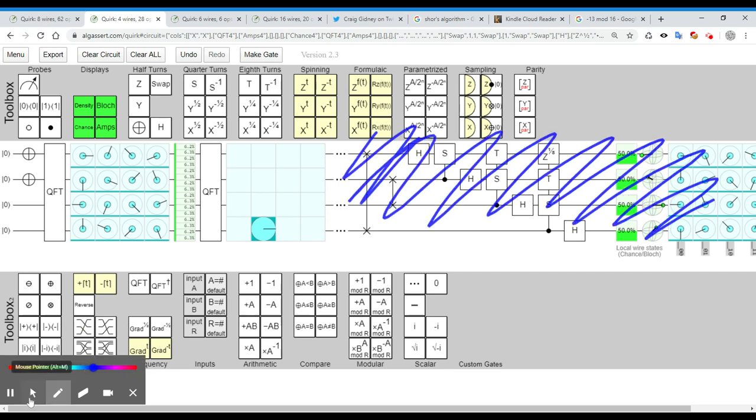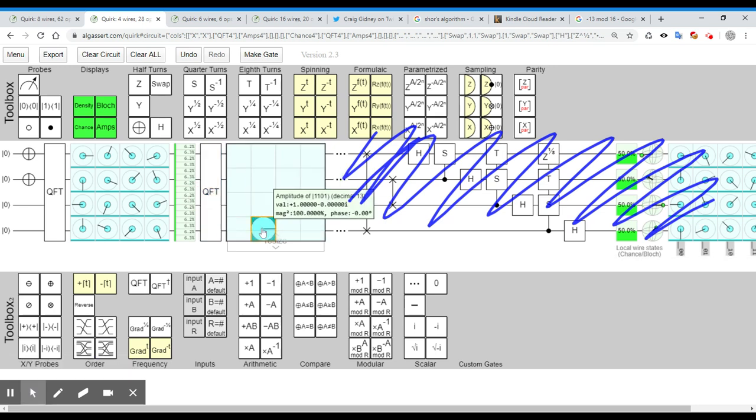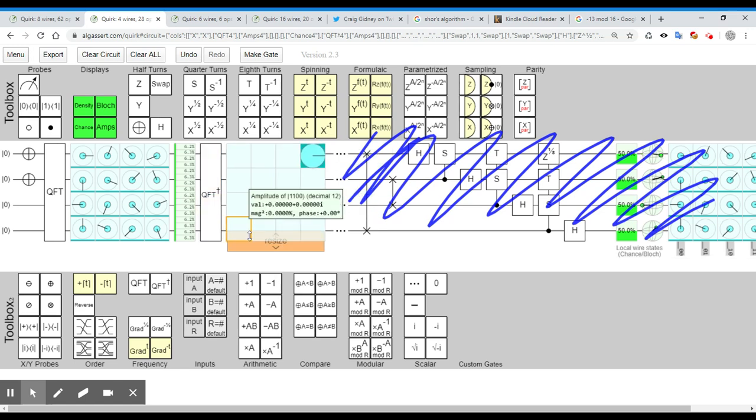Okay, so that's basically the difference. That's nuts. So here we've got minus 13 modulo 16 is 3. Okay, that's cool. We've learned something.